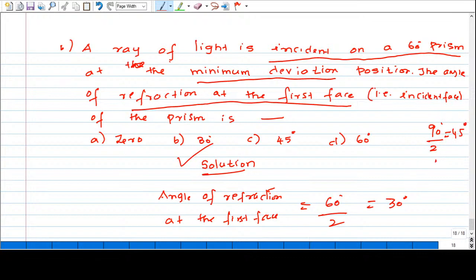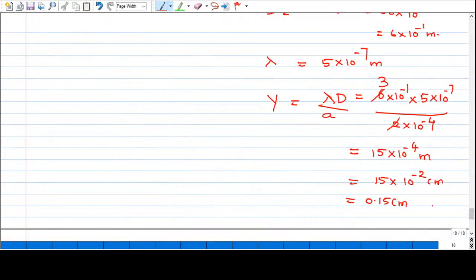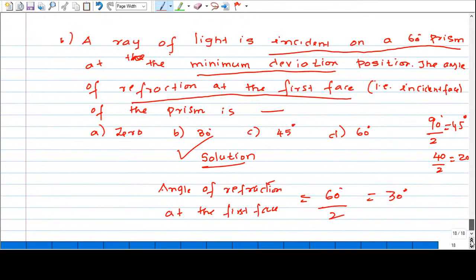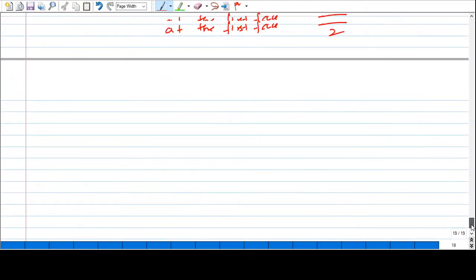Got it? If it is 40 degree, what will be your answer? Yes, you are right. It is 20 degree. So just by dividing by 2, we get the answer immediately for question number 6, which is very, very important. Wave optics and ray optics take the major weightage in NEET 2021, not only in 21, in all the years, these two lessons took a major part in the NEET examination.